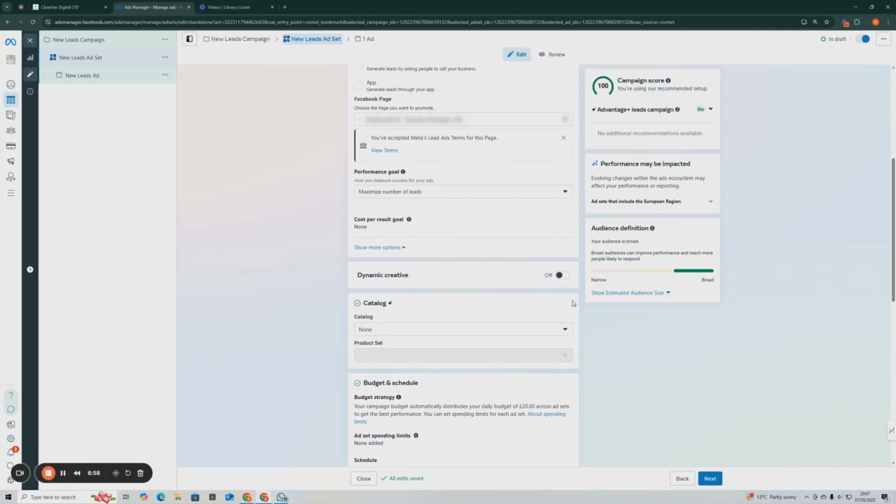Catalog we can ignore, but dynamic creative is something that you can choose if you would like. What happens is, instead of making individual ads, you can make one ad which has, for example, 3 images, 4 headlines, and 2 ad copies. And Facebook will show the best combination to each person which it thinks will convert.